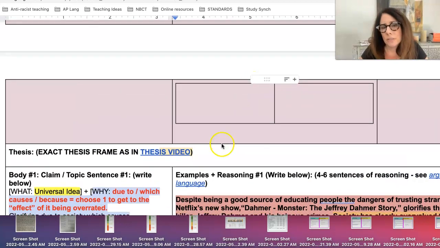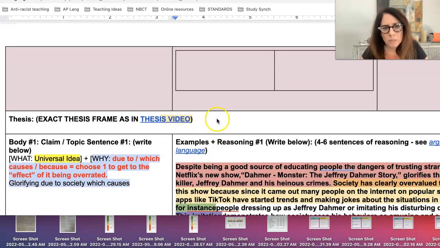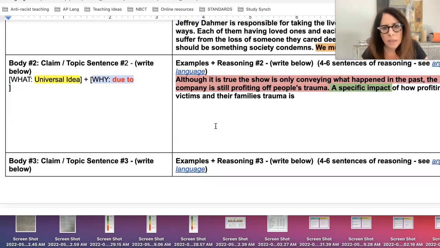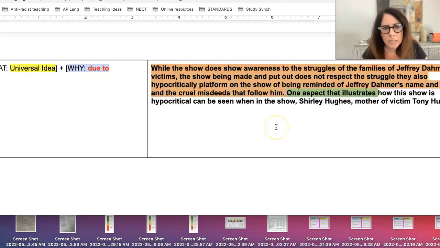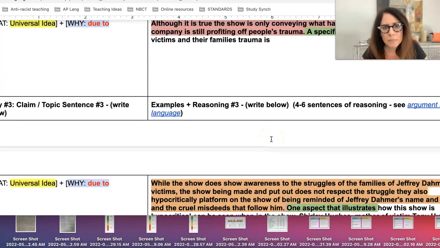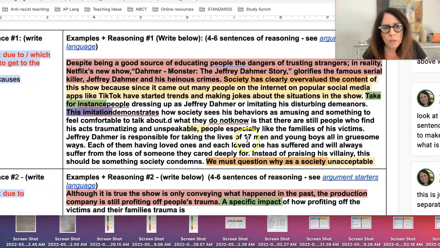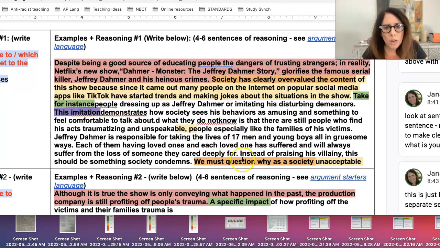This writer needs a thesis statement. So the first thing I'm looking at is that thesis statement. And then this writer would need to extend the last 2 paragraphs. I haven't read those thoroughly. So, all right, one phrasing that this writer does here, we must question why as a society, right? Society has clearly overvalued the content of the show.